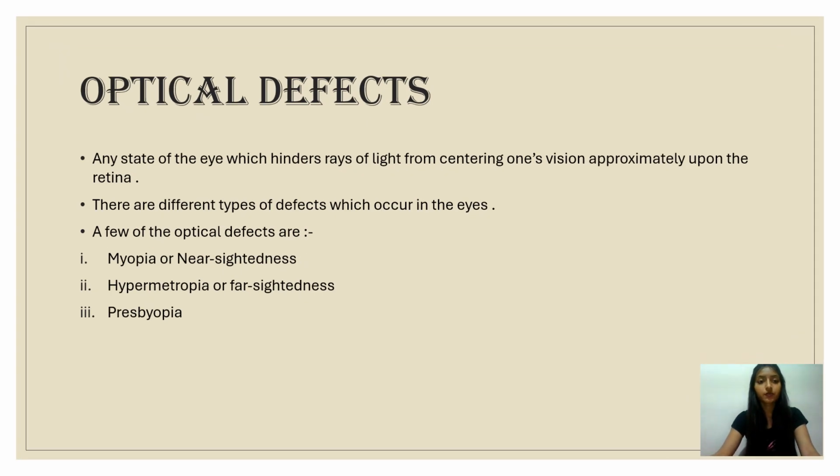Optical defects. Any state of the eye which hinders rays of light from centering one's vision approximately upon the retina. There are different types of defects which occur in the eyes. A few of the optical defects are myopia, which is also known as nearsightedness, hypermetropia, which is also known as farsightedness, and presbyopia.